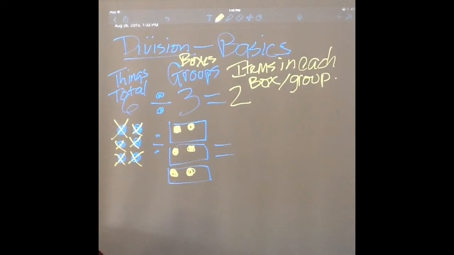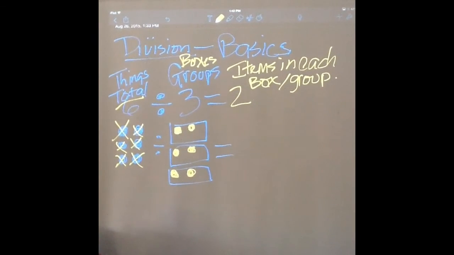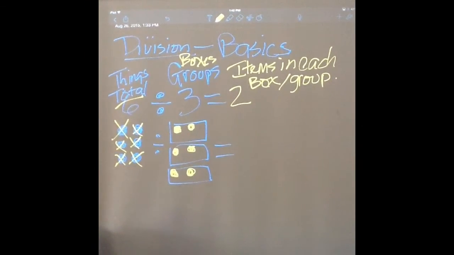So what do we have? We started with our total up here of 6 items. We put them into 3 boxes. And that means that each box has 2 items in each. Does that help you understand what division is about? Yes. All right, then let's do another, shall we?